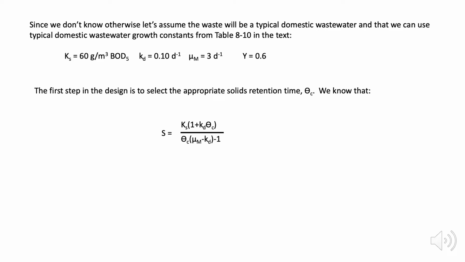So if we substitute the values we know into this equation, you can see, first of all, we want our effluent to be 7, as we talked about on the previous slide. And we know everything else in this equation except for the mean cell residence time. So we can solve that equation for the solids retention time, and when we do, we find that we need to have a solids retention time of about 4.68 days.